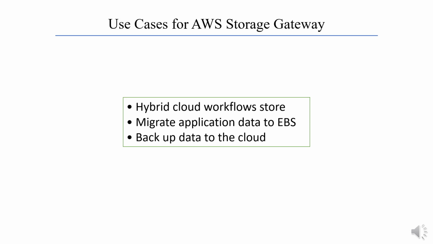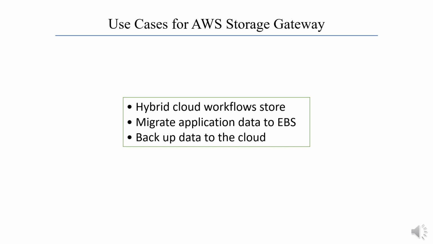Now let's talk about use cases for AWS Storage Gateway. AWS Storage Gateway supports the following use cases which cover the need of a broad spectrum of customers: hybrid cloud workflows, store, migrate application data to EBS, and backup data to the cloud. Let's explain each of these use cases.